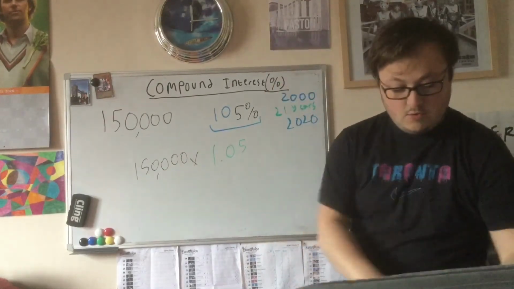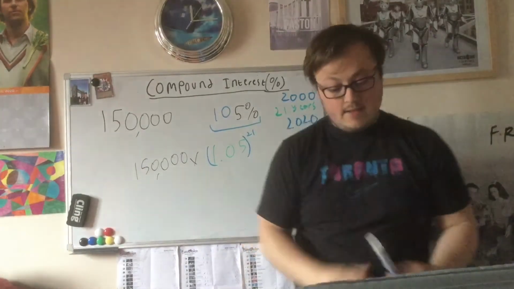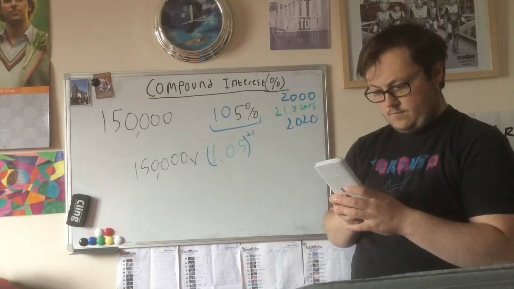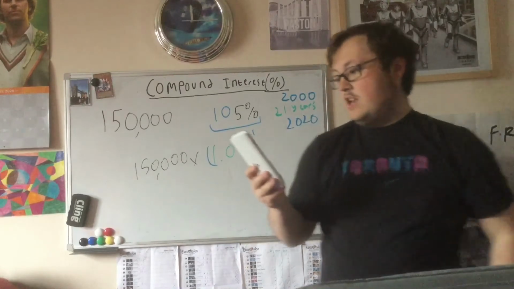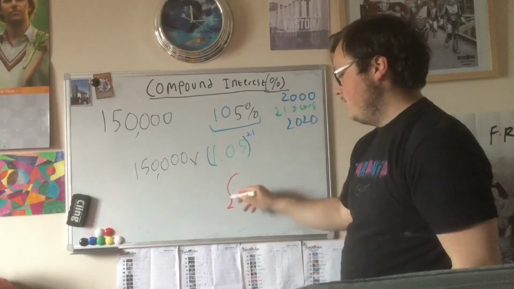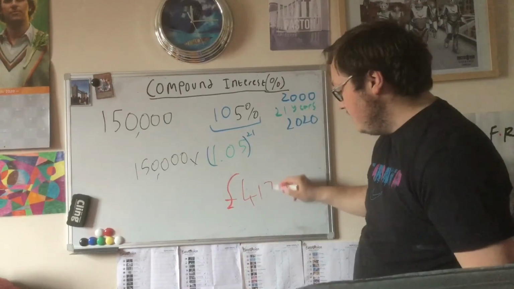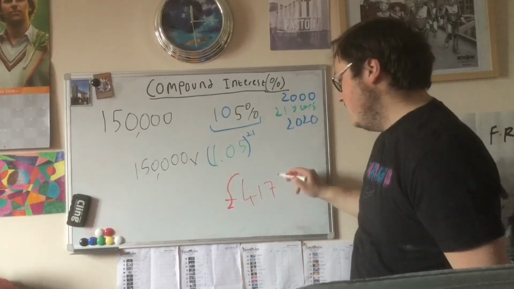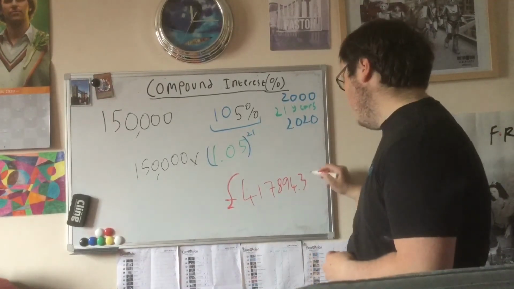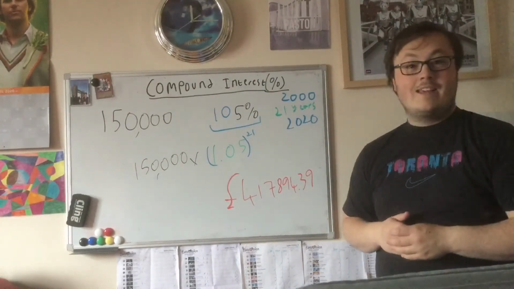We're still timesing it by 150,000. And we do it to the power of 21 because it's 21 years. Enter that into your calculator. And you will get to 2 decimal places, remember, with the pound sign, £417,894 and 39 pence. And that's how it works. It's so cool when you think about it.